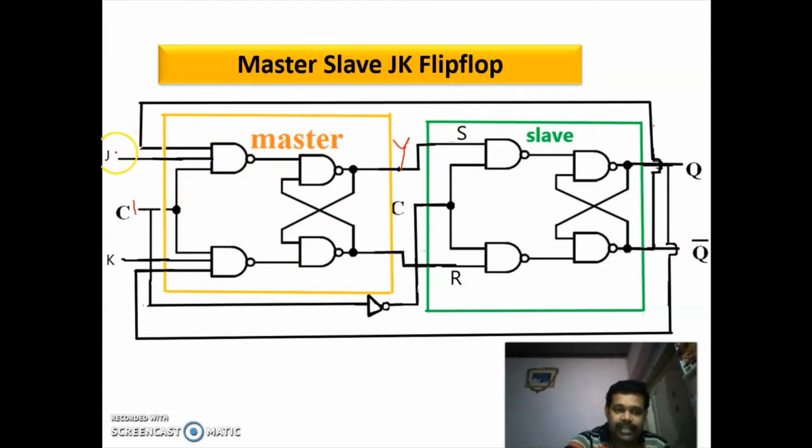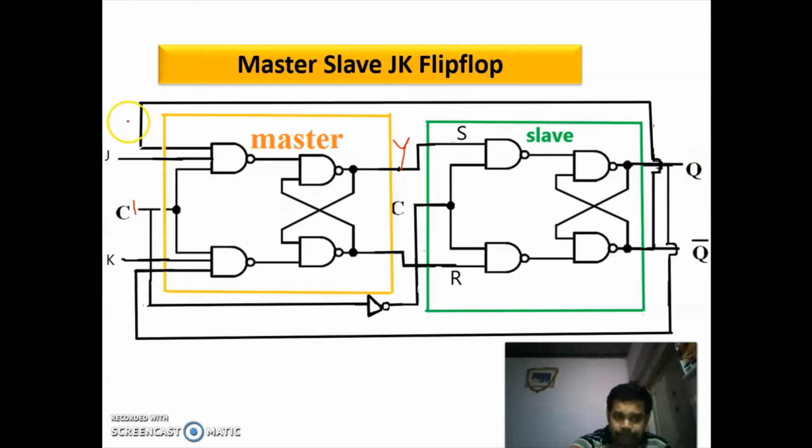Okay. When J is equal to 1 and K is equal to 0, and when clock is 1, the output of your master flip flop will be 1. And during the negative, when clock is equal to 0, this slave will be enabled, and this Y, the 1, will be coming as output of the circuit, that is Q. The value of Q will be 1.